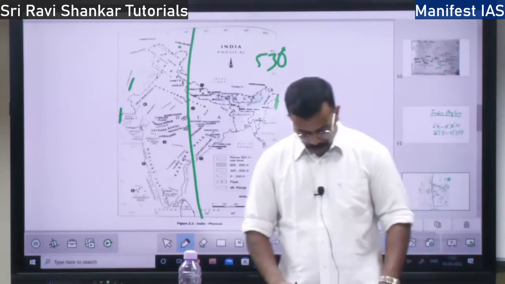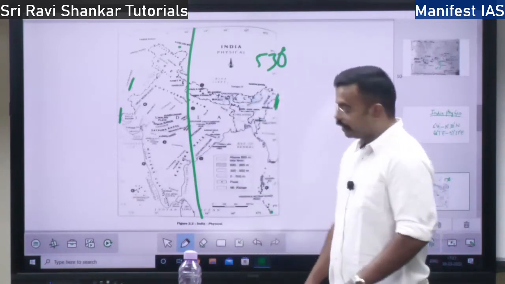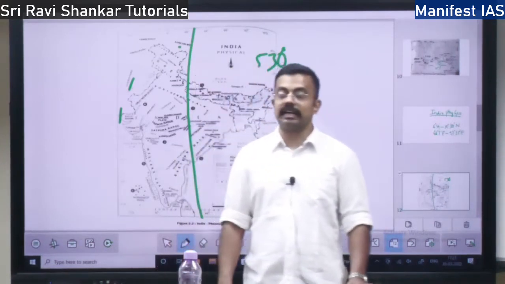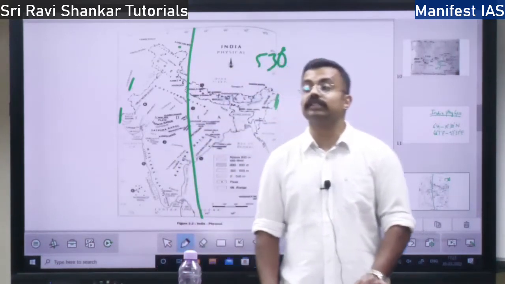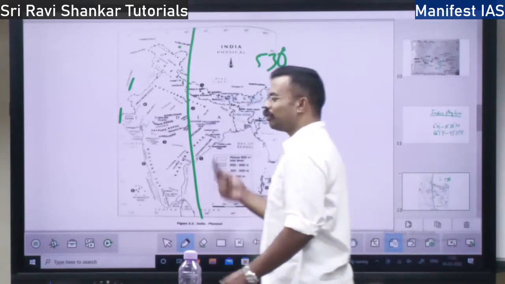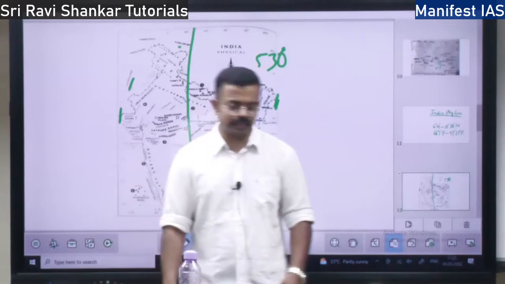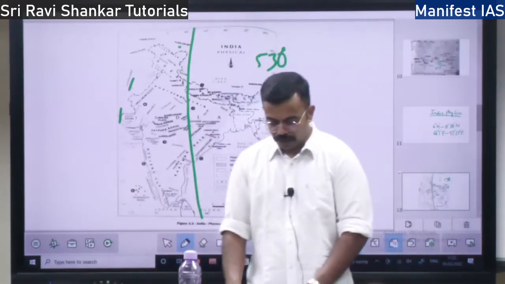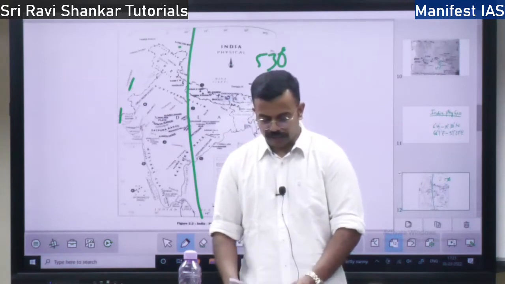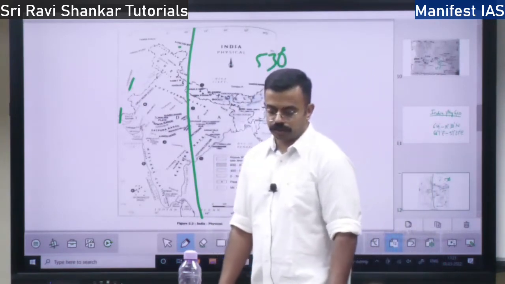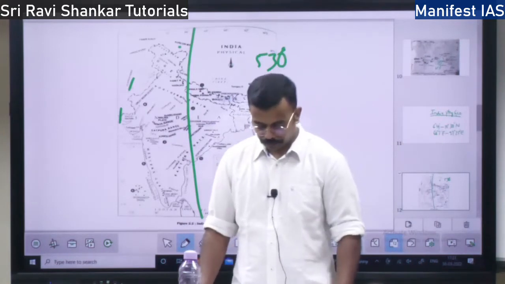So India is located in the south central part of Asia. It is not exactly South Asia, it is the south central part of Asia. So you know the neighbors, right? Which are the countries which are neighboring India. So what is next? We'll talk about the structure and physiography of India. What is the structure and physiography of India?